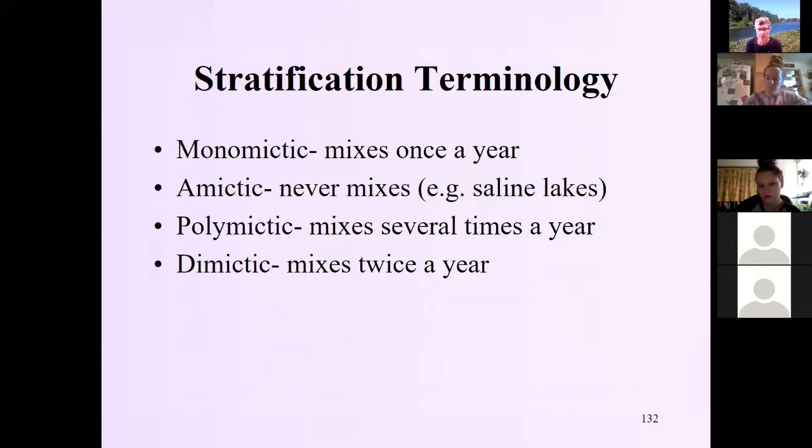Dimictic mixes twice a year. Related to that, our lakes around here, let's say Potawatomi State Lake number 2 that was stratified when we were there this summer, do you think that is a monomictic or a dimictic lake, and why? Dimictic. Okay, Casey says dimictic, and Tom does too.